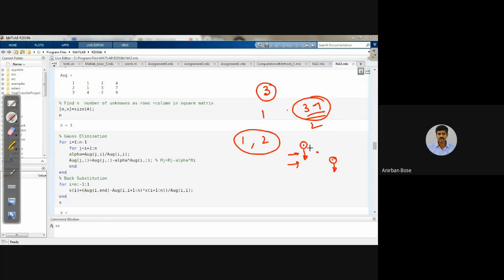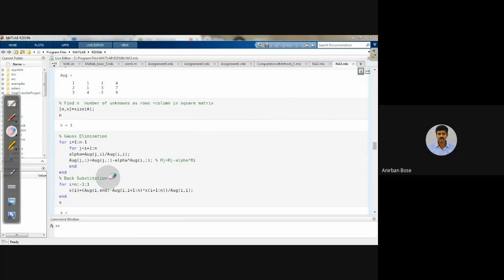Okay, only for 1 and 2, when you are considering i, only then will there be some calculations. So these things you have to understand, that why it is n minus 1. Then you see that for j is equal to i plus 1 to n. So this j is equal to i plus 1 to n is basically for the different rows corresponding to that pivot element.